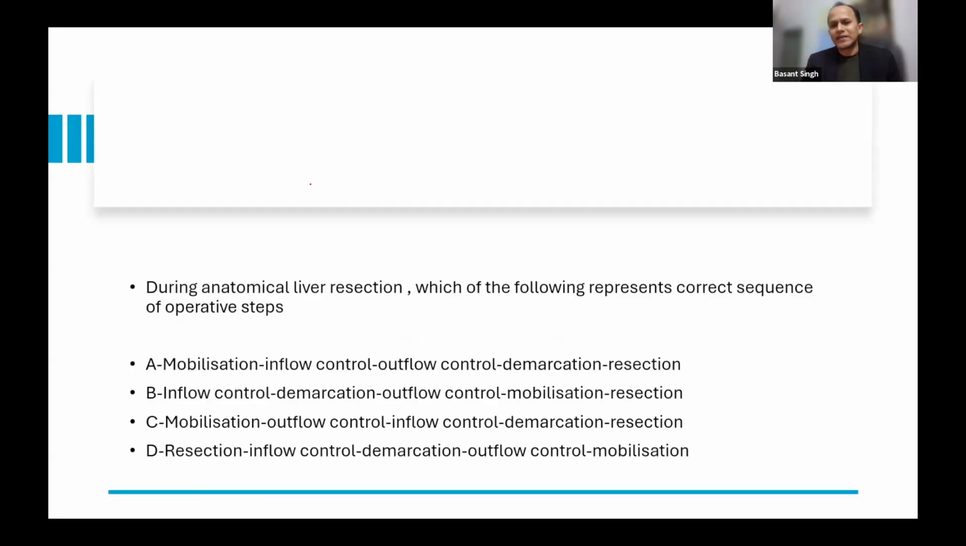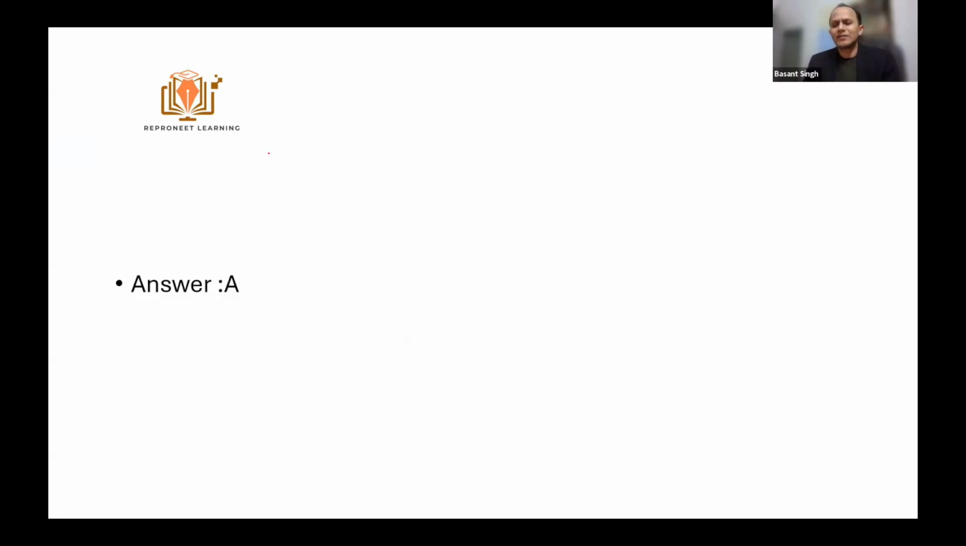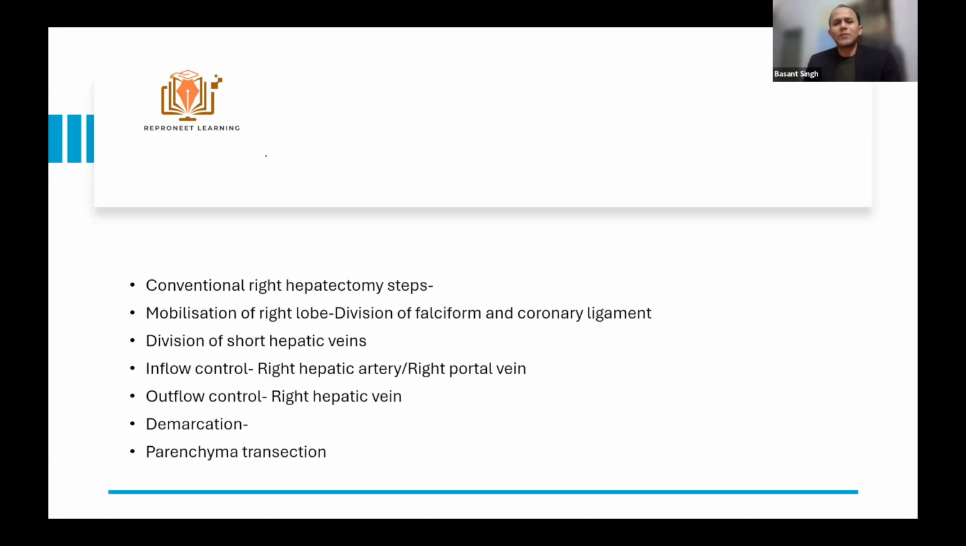There was a question on liver resection, and they had asked about the operative steps for anatomical liver resection. This is a relatively easy question. In anatomical liver resection, we know the basic operative steps. The answer here is A, but we have to remember the conventional steps for a right hepatectomy. Say you are doing an anatomical right hepatectomy, then how do you do it conventionally?